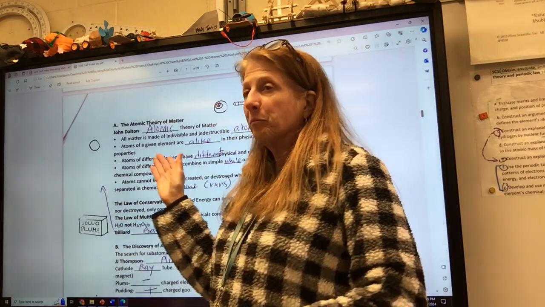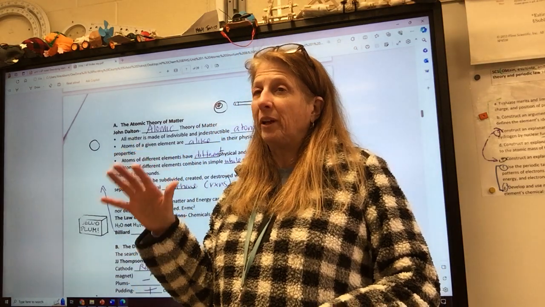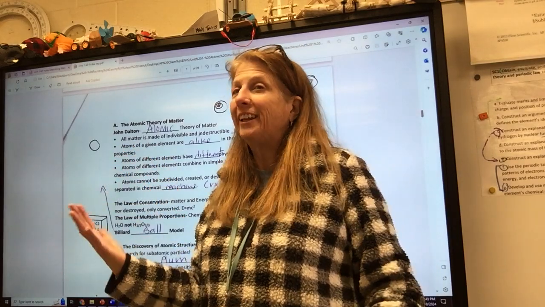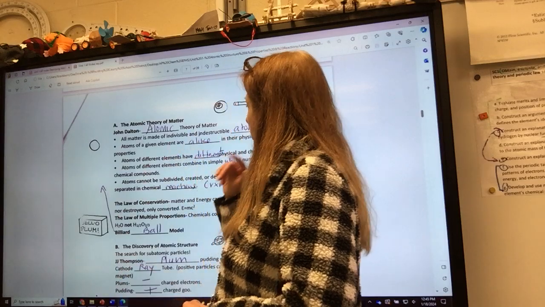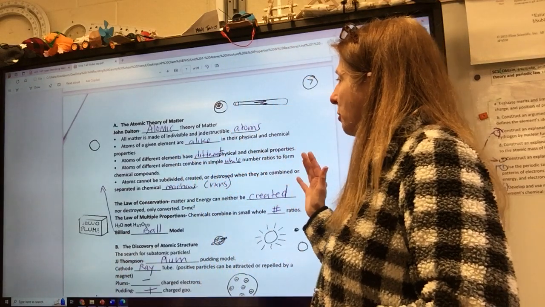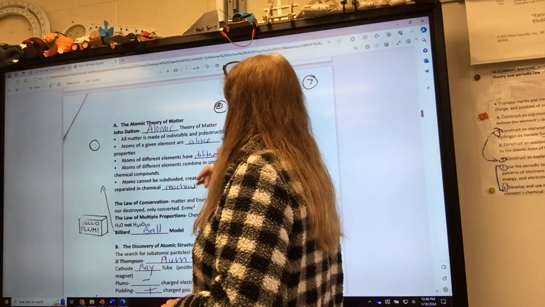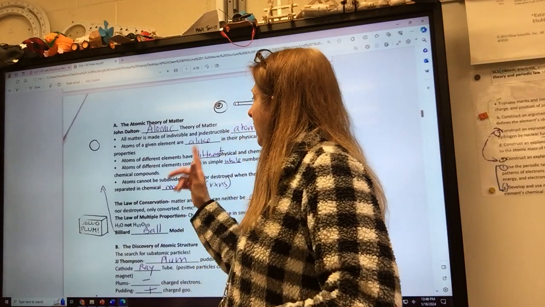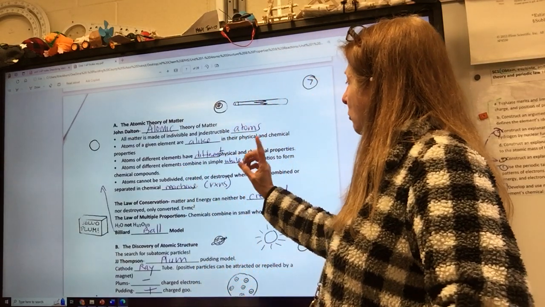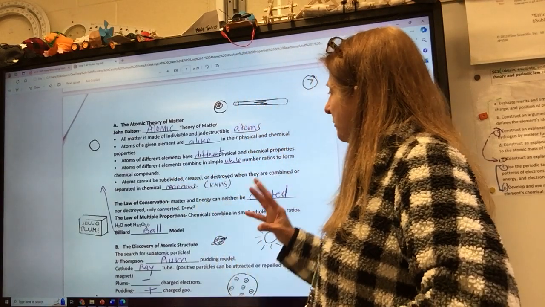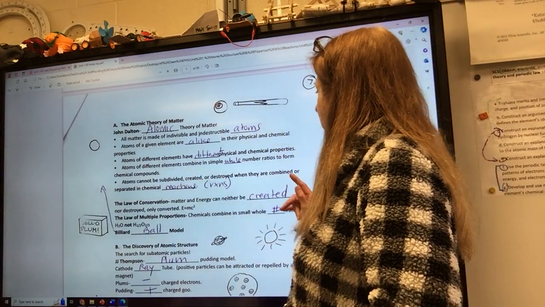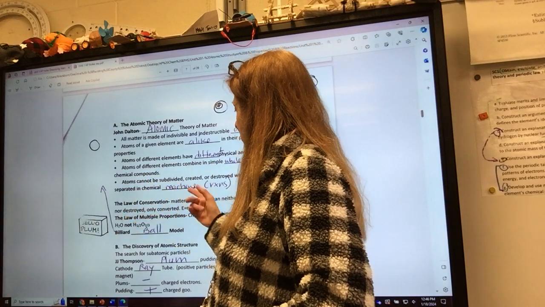He could have named them Daltons, and it would be everything's made out of Daltons, but he didn't. He named them atoms, so that was good. All atoms of a given element are alike in their physical and chemical properties. Atoms of different elements have different physical and chemical properties. Atoms of different elements combine in simple whole number ratios to form chemical compounds. Atoms cannot be subdivided, created, or destroyed when they are combined or separated in a chemical reaction.